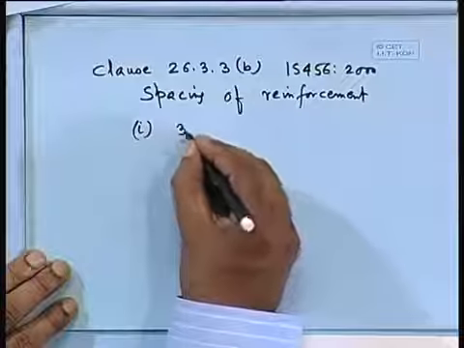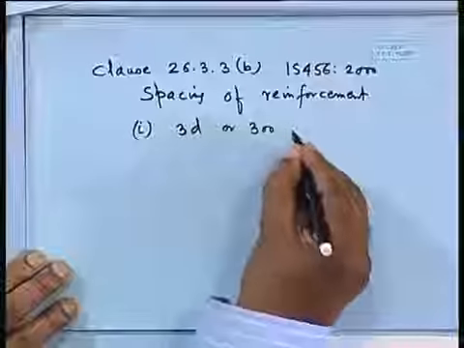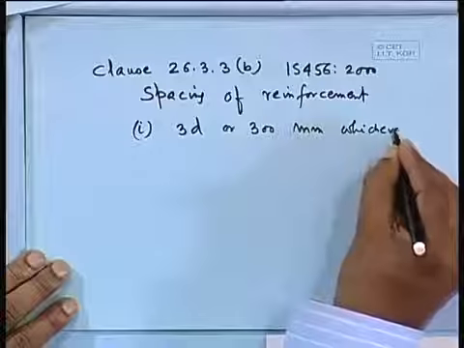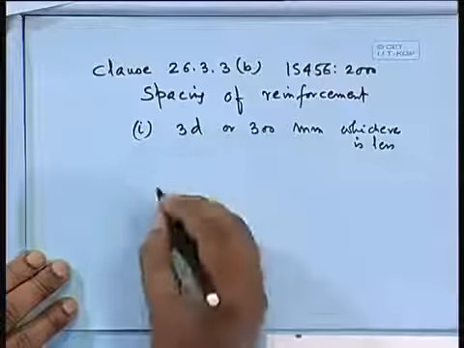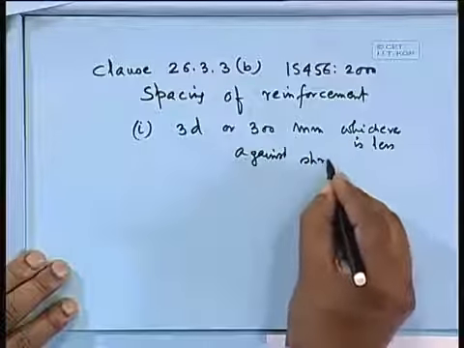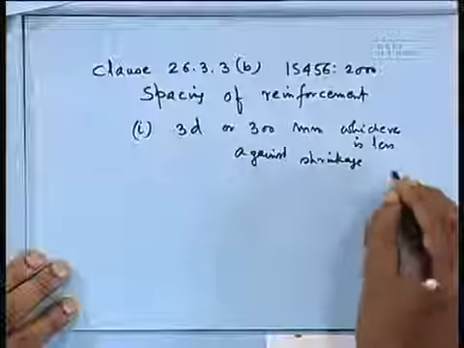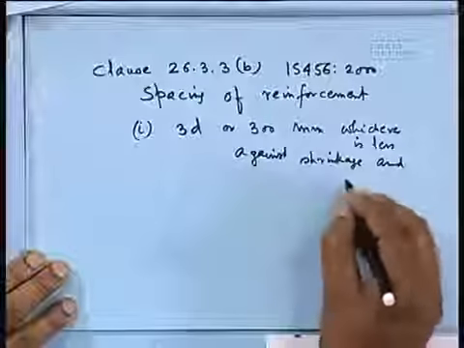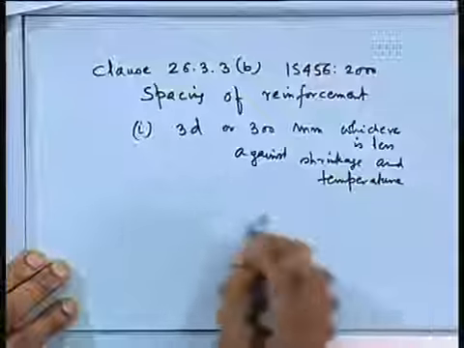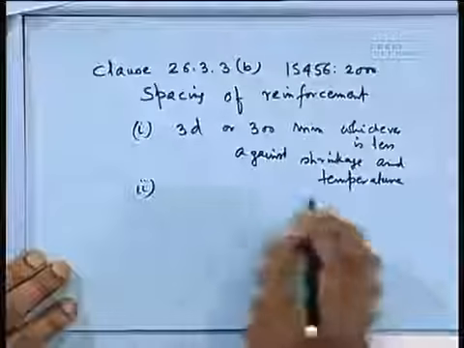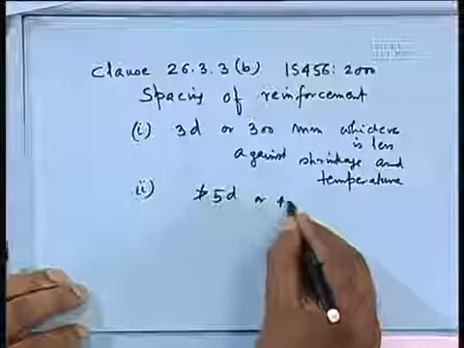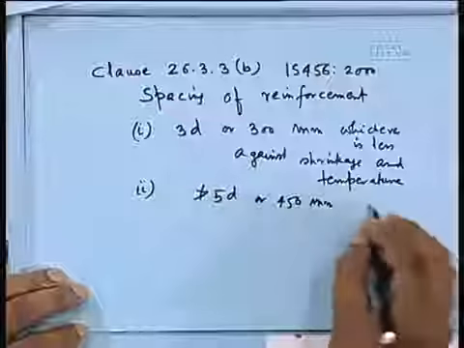There are two cases, 3D or 300 millimeter, whichever is less. Another one, this is also including against shrinkage and temperature. There is another one, number 2, this is also including shrinkage and temperature, that is your 5D or 450 millimeter, whichever is less.